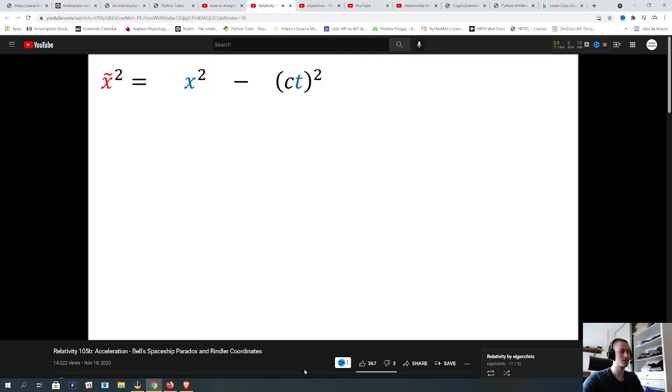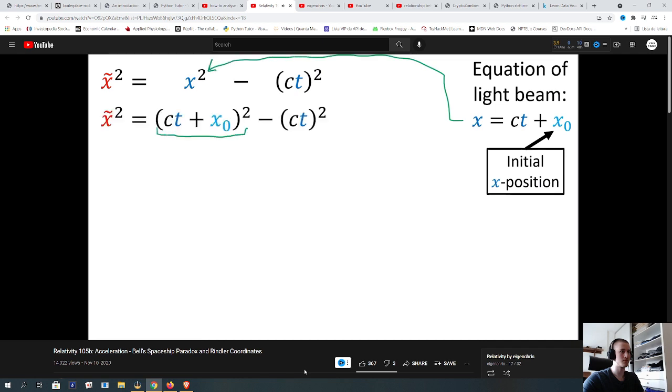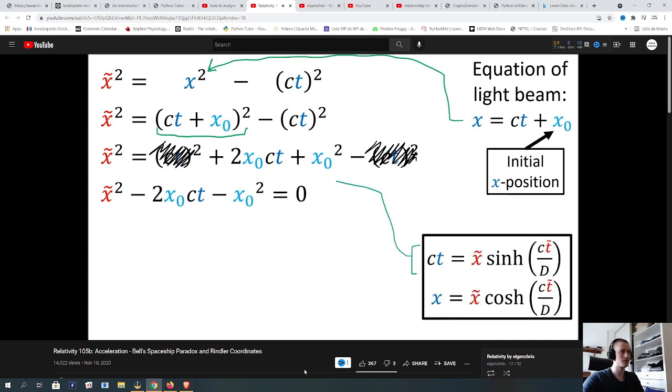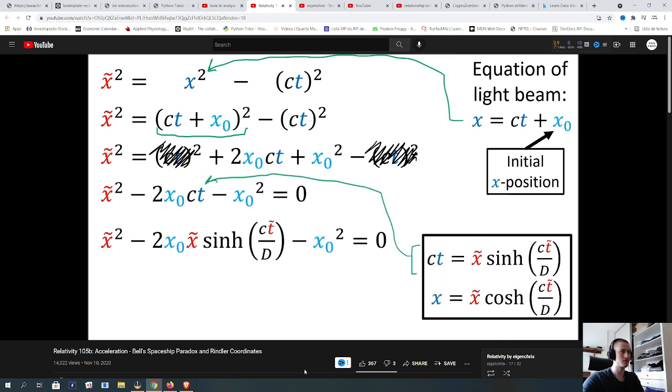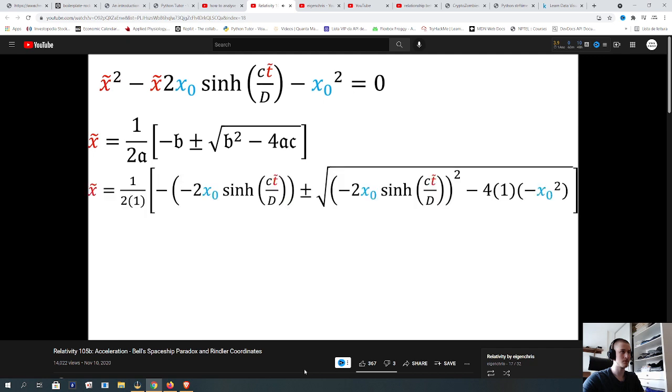We know that the Rindler x tilde coordinate squared equals x squared minus ct squared in inertial coordinates. We can sub in the equation of our light beam, ct plus x naught, for the x variable. We can expand the square, cancel ct squared, and bring all the terms to one side, and replace ct with x tilde times sinh of ct tilde over the Rindler distance d. Since this is just a quadratic in terms of x tilde, we can use the quadratic formula to solve for x tilde.